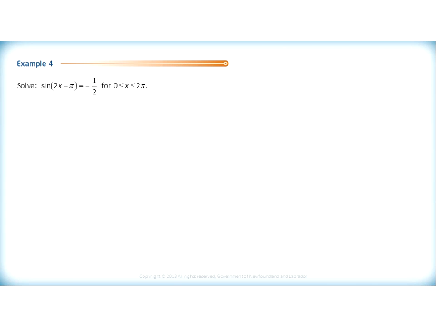And in the last example, we are asked to solve the sine of 2x minus pi is equal to a negative 1/2 for 0 is less than or equal to x, less than or equal to 2 pi. So this time our answer will be expressed in radian measure. Notice though that we have to make some adjustments with the domain. The angle is given by 2x minus pi.